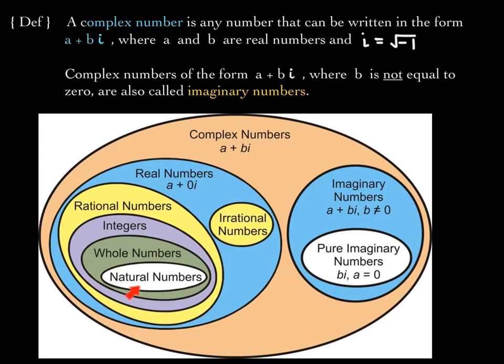It starts at 1. The whole numbers are your positive whole numbers starting at 0. So the only difference between the whole numbers and the natural numbers is that the whole numbers include 0. The natural numbers do not include 0. So the whole numbers are 0, 1, 2, 3, 4, 5, and so forth. Your integers are your negative and your positive whole numbers. So like negative 3, negative 2, negative 1, 0, 1, 2, 3, 4, 5, and so forth.